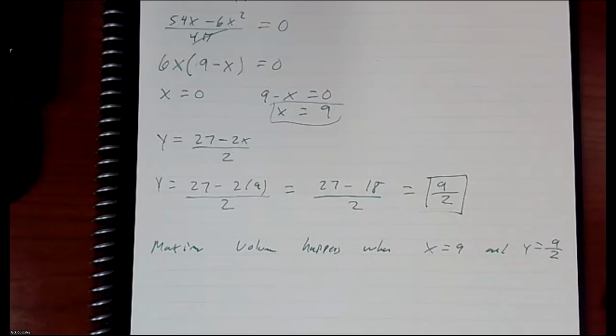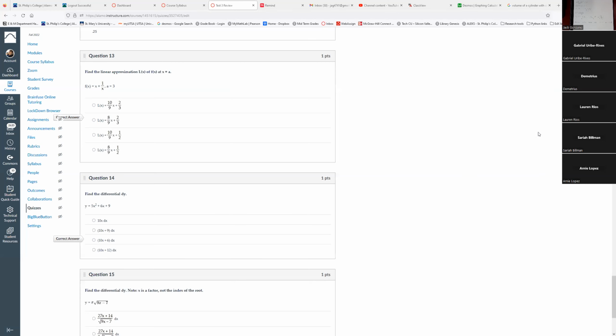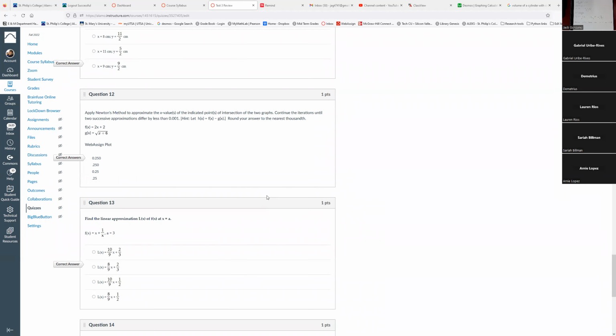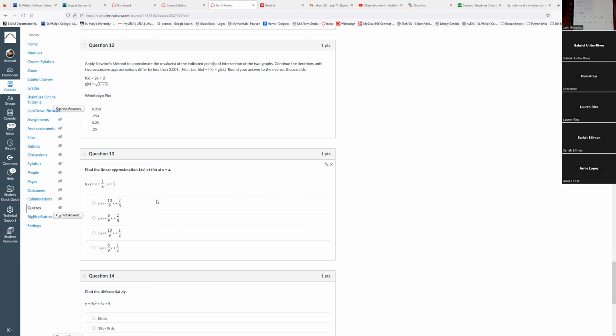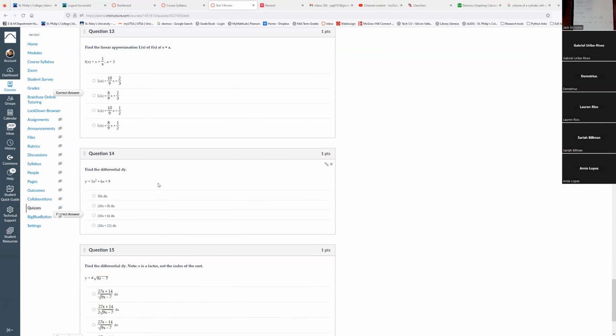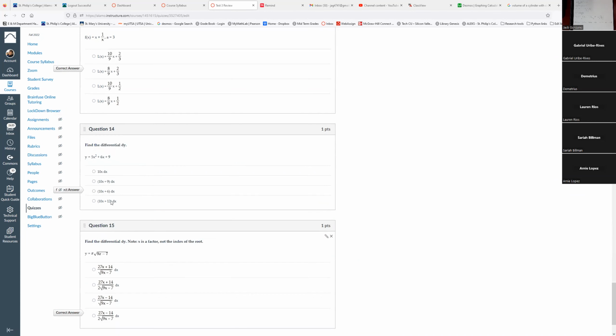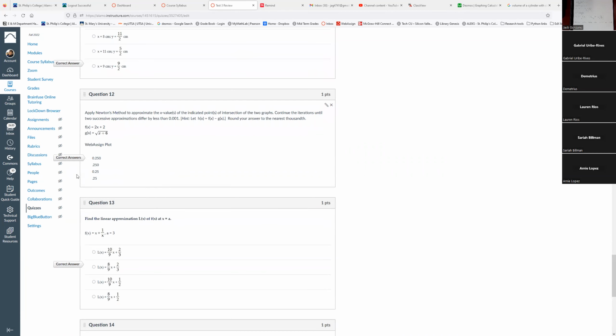Show you one last thing. It's a lot of stuff already for you guys. 13, 14, and 15. Don't worry about these. If you see anything about differential or linear stuff, just go ahead and skip it. We're not going to cover this part here. Newton's method, that's the last thing we did. So I'll leave that to you guys. And we'll stop here.